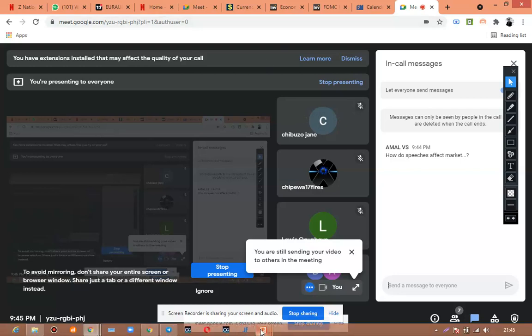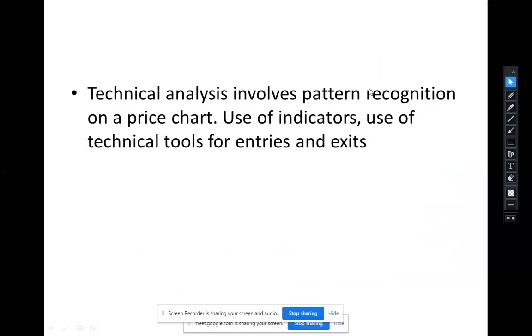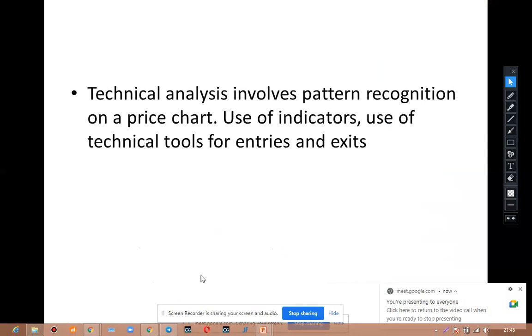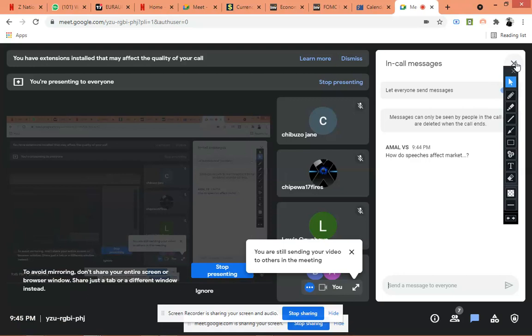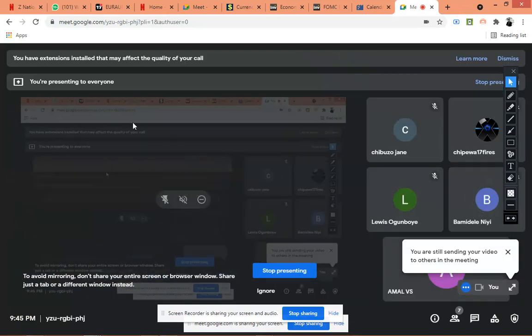So I was talking about using technical analysis, which involves pattern recognition on a price chart, using indicators, and using technical tools for entries and exits. So let's jump right to the charts and see what we have. When I want to analyze the charts, I already know what's going to happen to any currency pair. I've checked the interest rate, I've checked everything. Then I jump right to the chart.